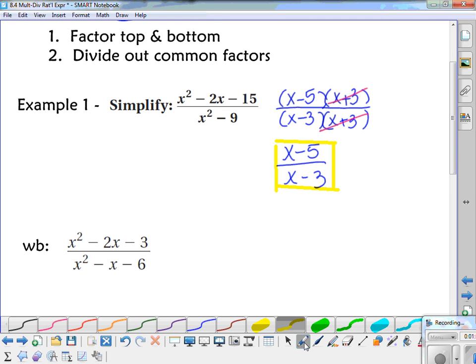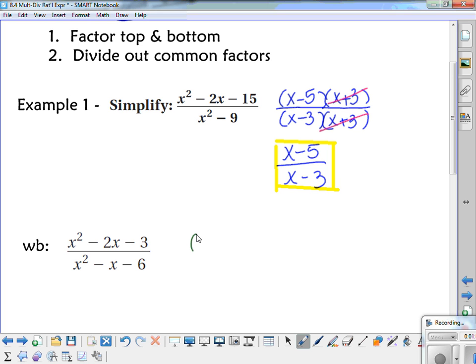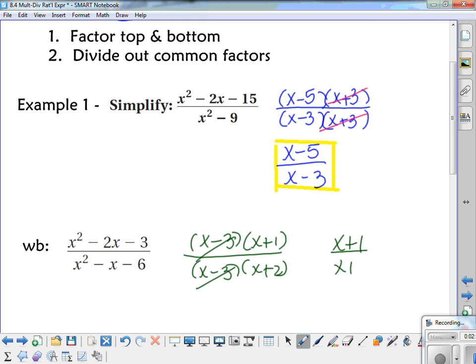All right, so it looks like most of you were getting it. This first one is x minus 3 times x plus 1. And then the other one is x minus 3 times x plus 2. And we're just left with x plus 1 over x plus 2.